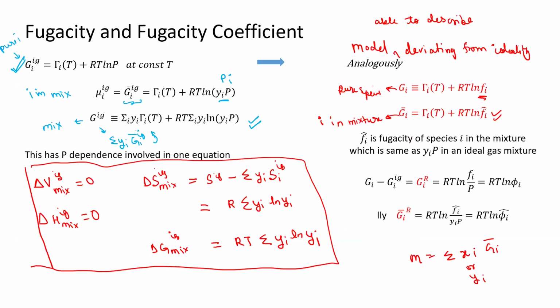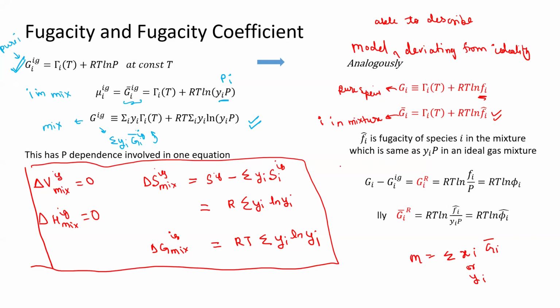Right? So this is the fugacity, which has units of pressure, similar to this equation for an ideal gas. And in the mixture, it is represented by phi hat. This is the fugacity of species i in the mixture, which is the same as y_i P in an ideal gas mixture, like this.